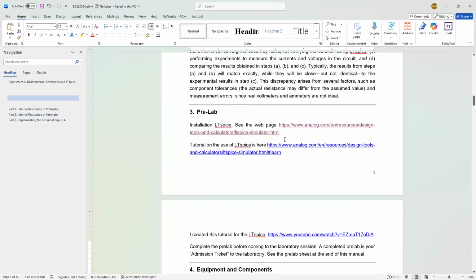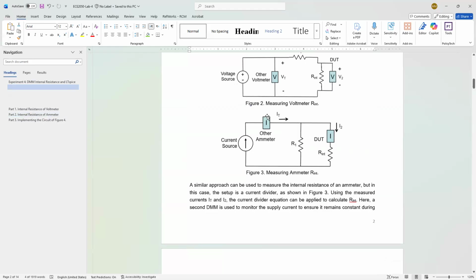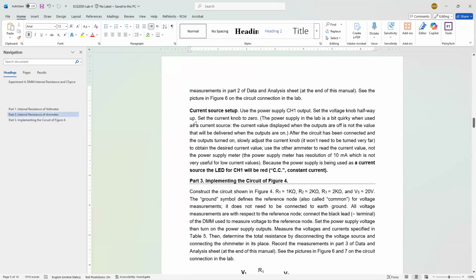Once you do that, all I need is to know what this current is here, using this ammeter. And I already know R1. After that, you can use the current divider formula. You have everything in the formula except R internal. That's how you can calculate R internal. Because this is the first time you use a current source, here I give you some guidance on how you can set up the power supply to act as a current source.